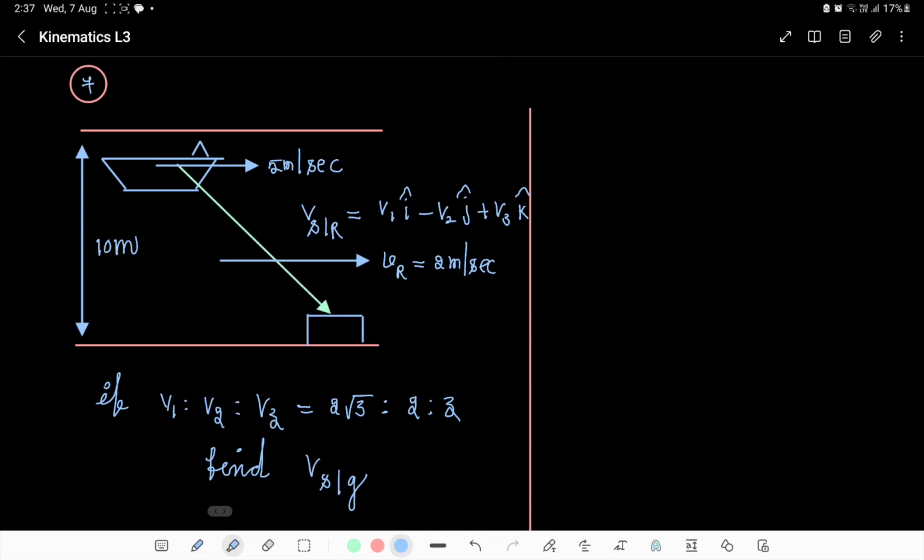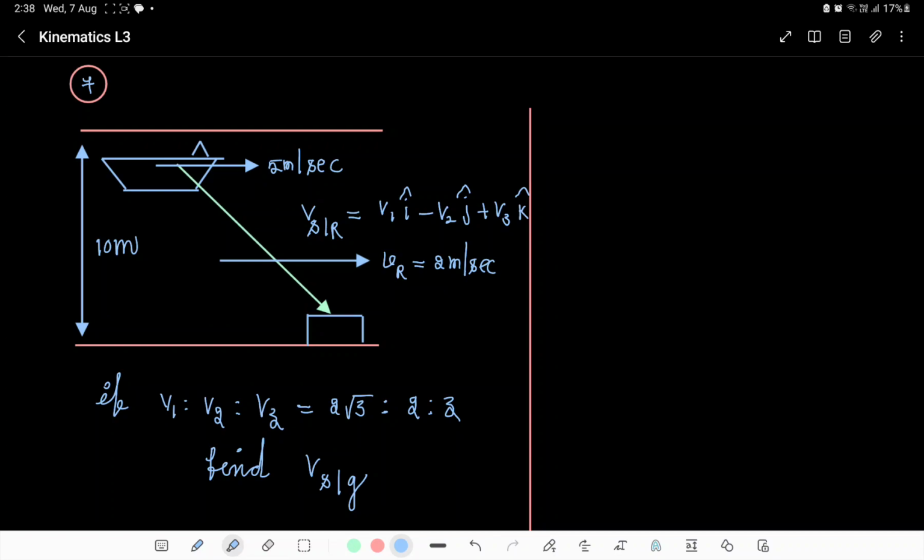So this is the diagram of it. The boat is moving with a velocity of 5 meters per second and the river is moving with a velocity of 2 meters per second, and the width of this river is 10 meters. We have a velocity of a stone with respect to the river as v1 i cap minus v2 j cap plus v3 k cap. If v1 is to v2 is to v3 is equal to 2 root 3 is to 2 is to 3, then we have to find the velocity of the stone with respect to the ground.